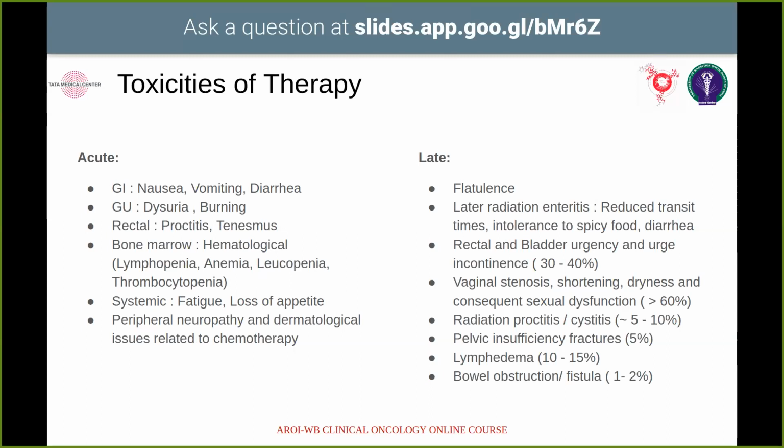Pelvic insufficiency fractures are a newly recognized class of complications known to occur in nearly 5% of patients. Patients who have undergone surgical staging can have lymphedema in 10 to 15% of patients.